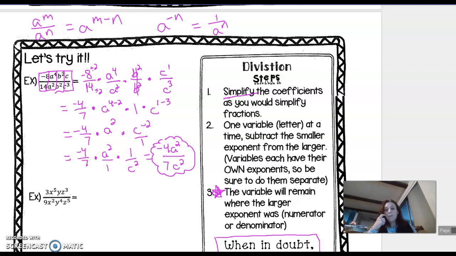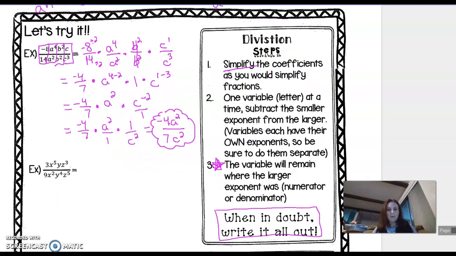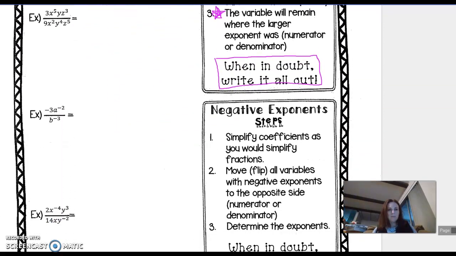So when we look at this part right here, number 3, the variable remains where the larger exponent was. Well, right here, if you look at c to the first and c to the third, c to the third is larger. The exponent is larger in the denominator, so that c is going to stay in the denominator. Let's try another example. Anytime, guys, as you're taking notes, if you need to pause, write things down before I move on, feel free to do so. Okay.